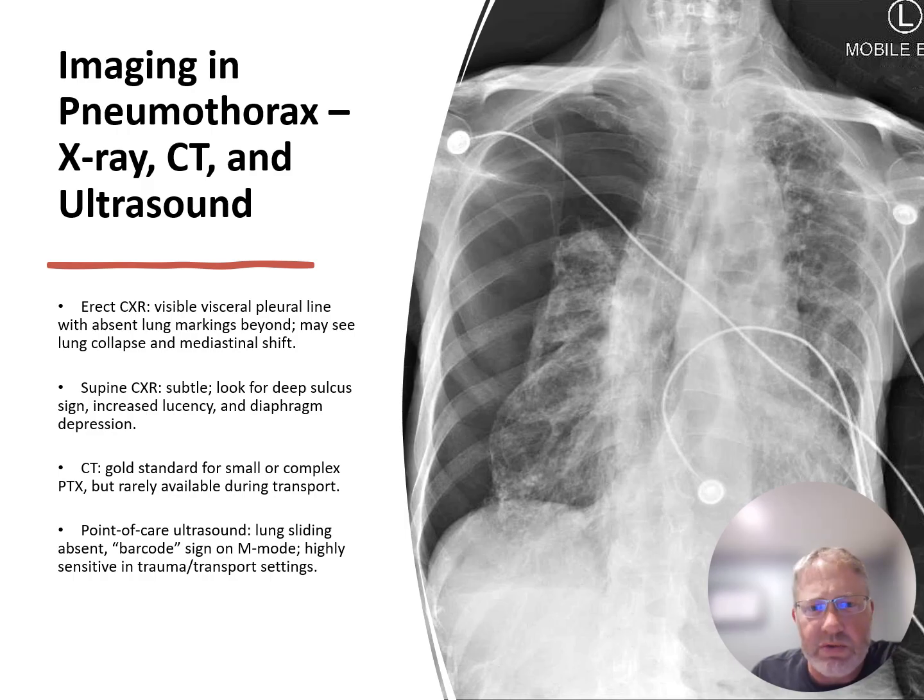Point of care ultrasound is increasingly a go-to in the field. Normal lung shows sliding of the pleural line and a seashore type pattern on M mode. Pneumothorax shows an absent sliding and a barcode or stratosphere sign. If you see any of those ultrasound findings in an unstable patient, don't wait to intervene.